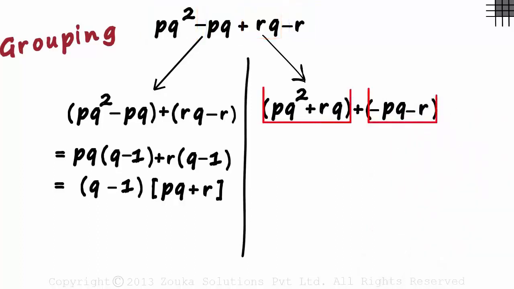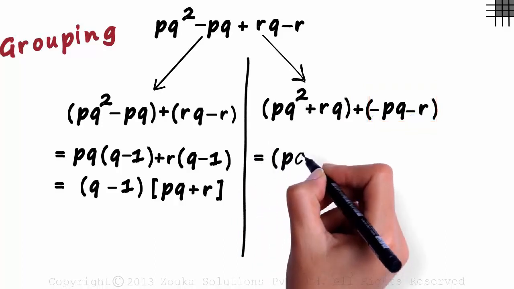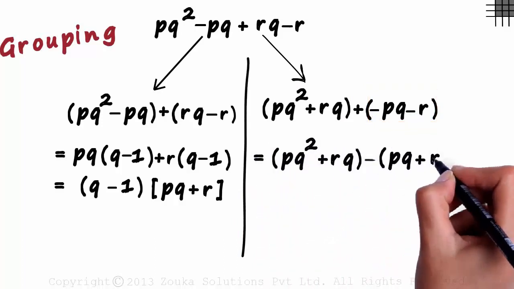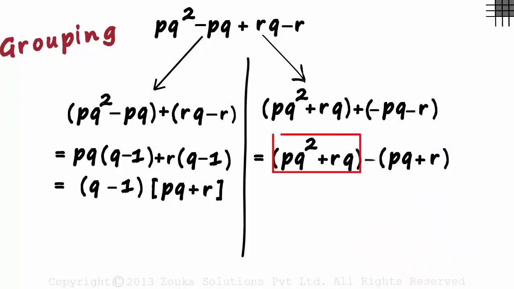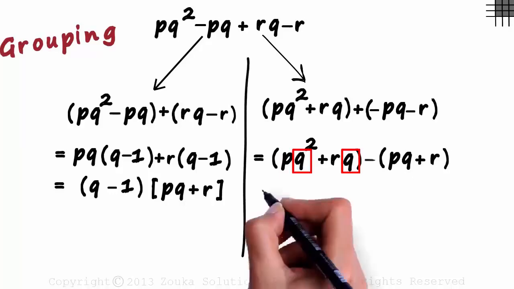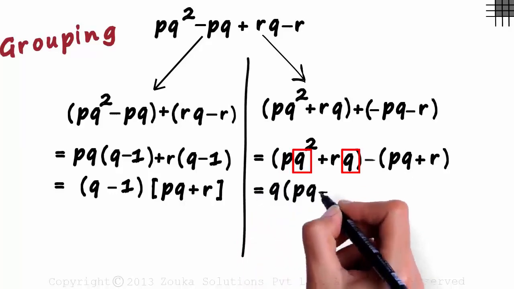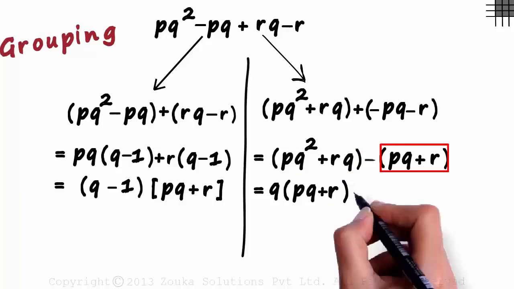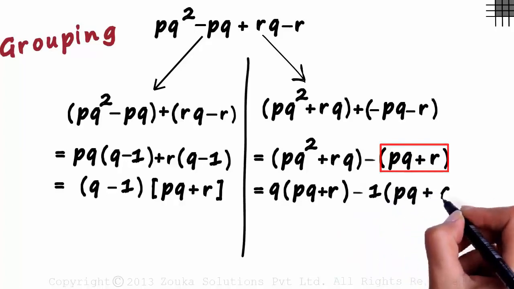Observe that we formed different groups this time. In the second group, both terms have a negative sign, and hence the expression can be written as pq squared plus rq minus pq plus r. In the first group, the variable q is common to both the terms and can be written as q multiplied by pq plus r. In the second group, there is nothing that is common. So we write it as 1 multiplied by pq plus r.